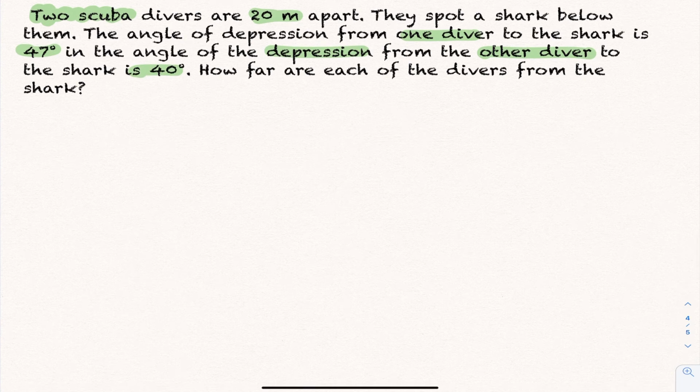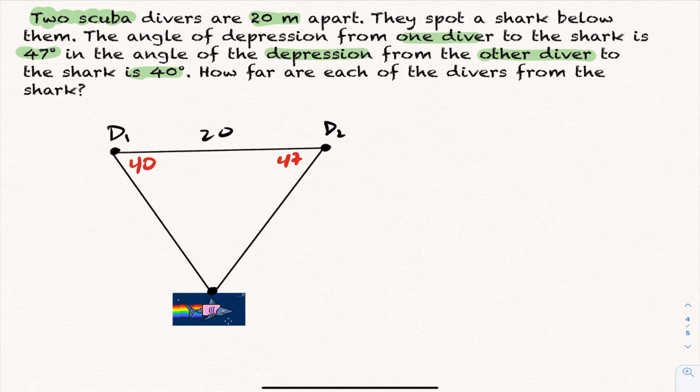All right, let's try to draw this diagram here. I've drawn the diagram, and you'll notice here the distance between the divers, as I say in the question, is 20. I'm making the assumption here that the divers are 20 meters apart, perfectly horizontal apart. So they're not off at an angle here. I'm assuming they're both exactly 20 meters apart horizontally.